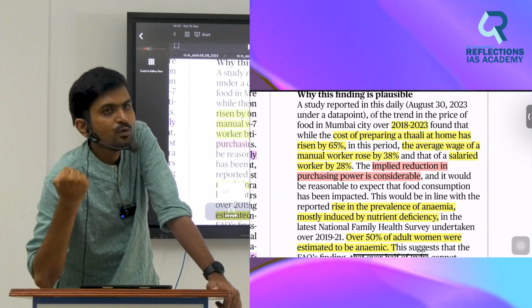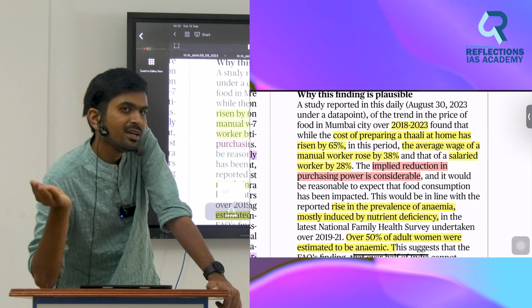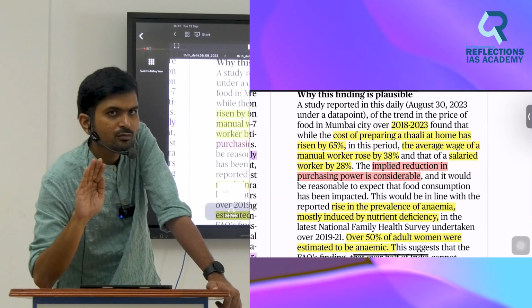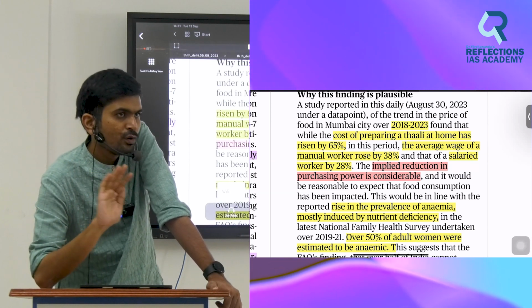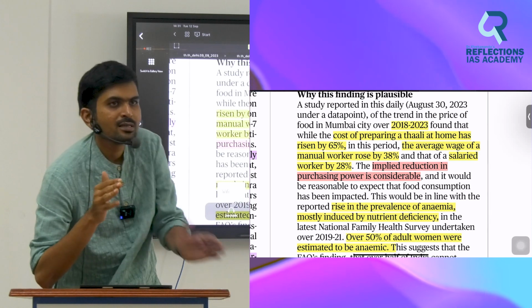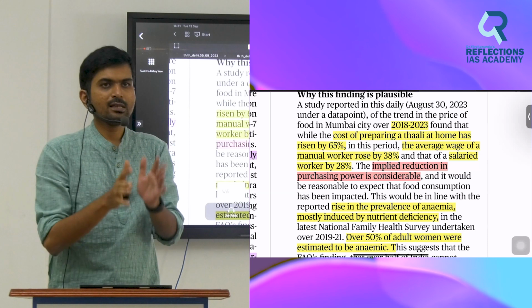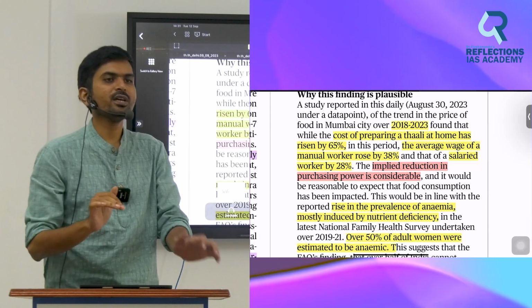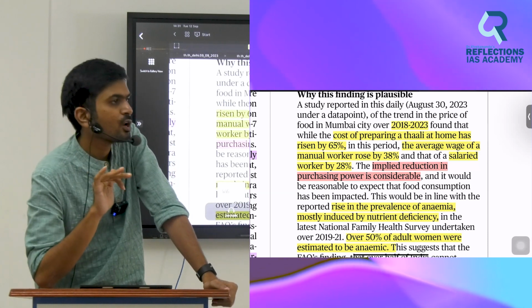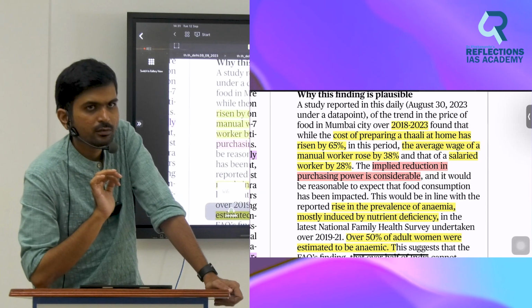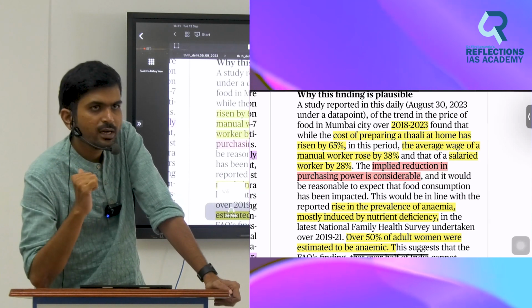Then he moves on to argue that India has a lot of food. The problem is not food. The problem is supply. The supply side problem is the reason why there is very high cost. This is one argument given by the author. Okay, what is supply side?